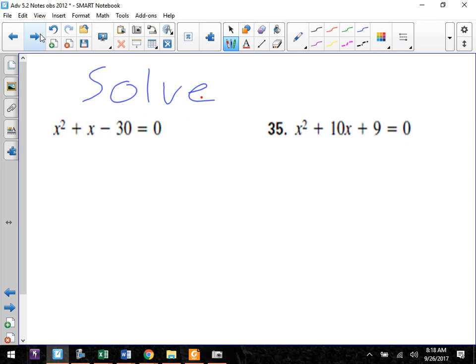All right, what times what is negative 30? You add together to get positive 1. Where are your zeros then located? 5 and negative 6. All right. What times what is 9? You add together to get 10. 9. Very good. Zeros then are located at?